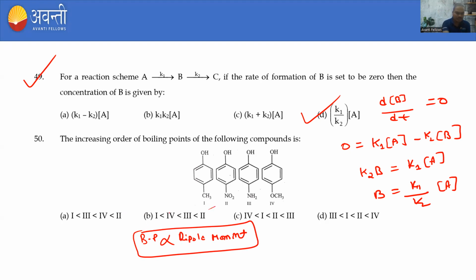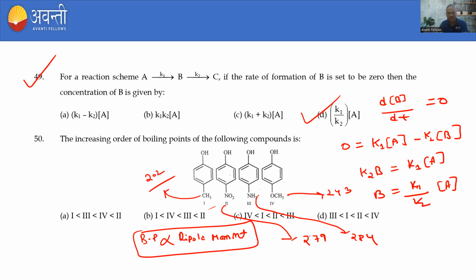So out of this, we know which of the following has the maximum dipole moment, beta. So we know that the dipole moment is maximum for this NO2. Let me write this value as well. So NO2 having a dipole moment of 279. Again, this NH2 having 284. This data is from the NCERT itself, 284. And 243 for OCH3. This is 243. And this is 202. Right, 202. So you can arrange according to this.